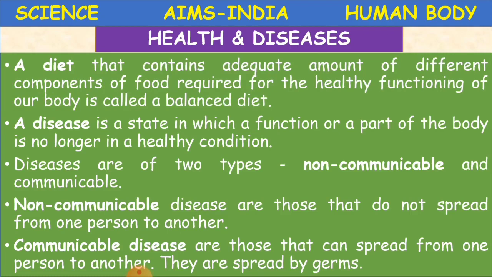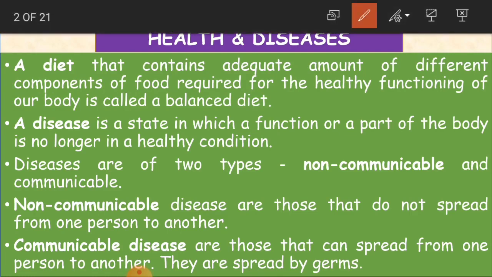A diet that contains adequate amounts of different components of food required for the healthy functioning of our body is called a balanced diet. So as we said, we need an adequate amount of different components of food, like carbohydrates, proteins, minerals, fats, fibers and all that. They are required for the proper functioning of our body. That is called a balanced diet.